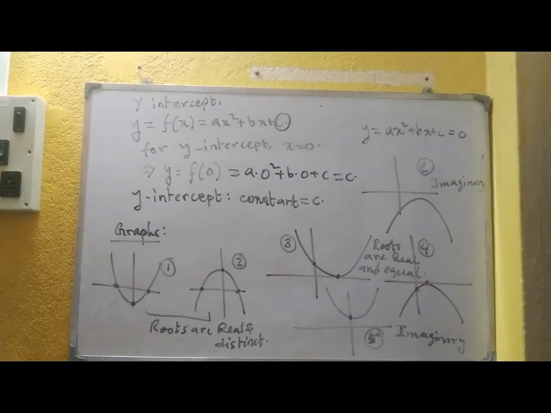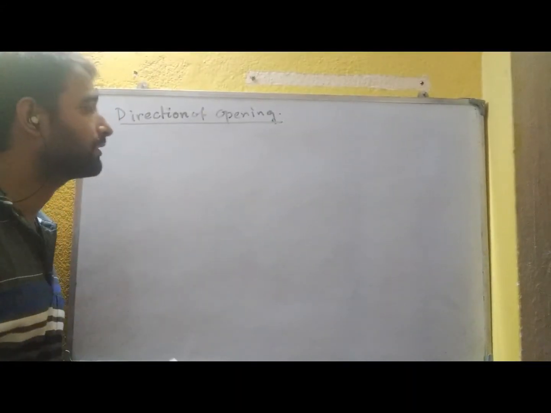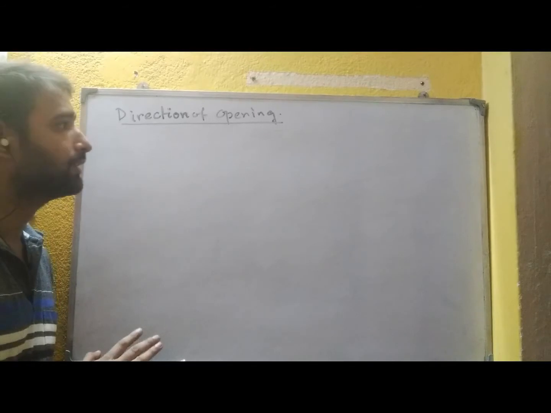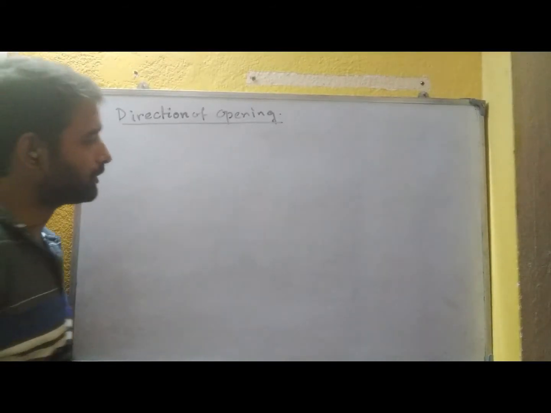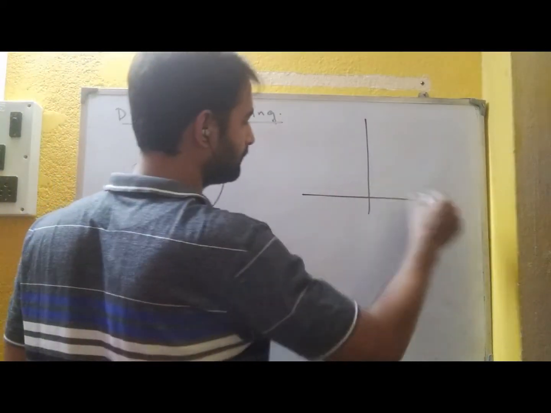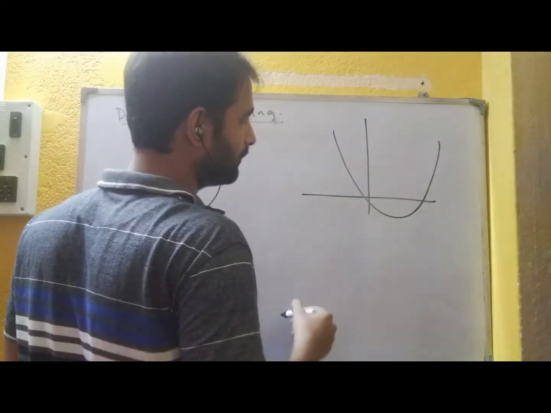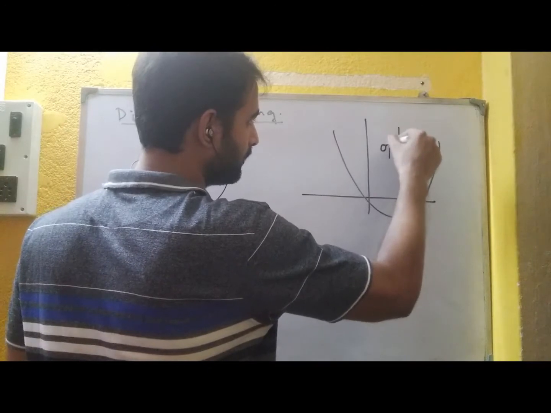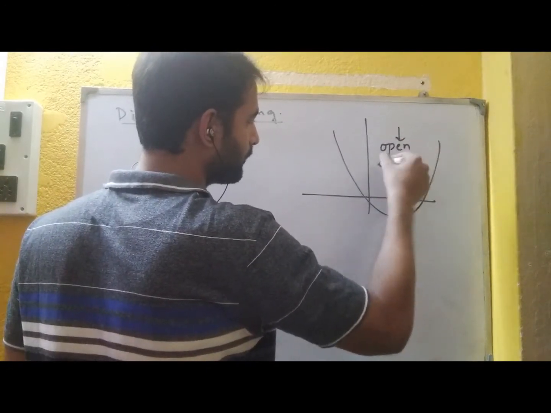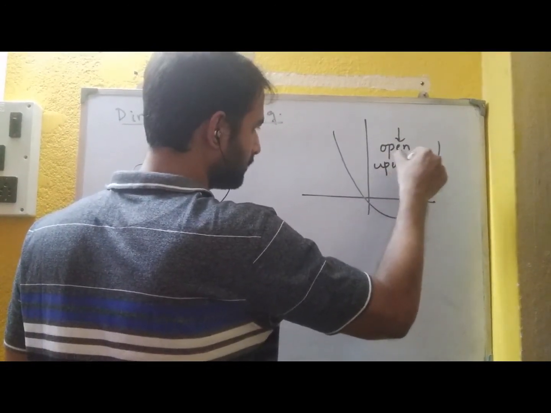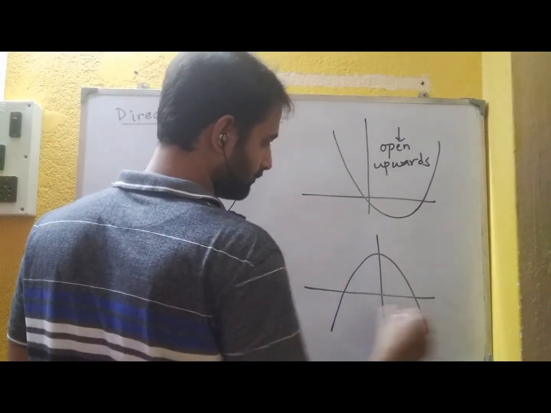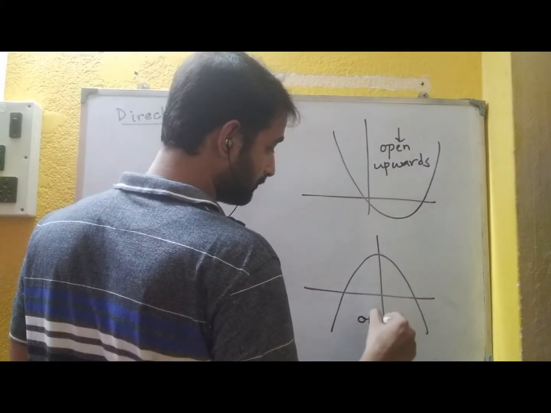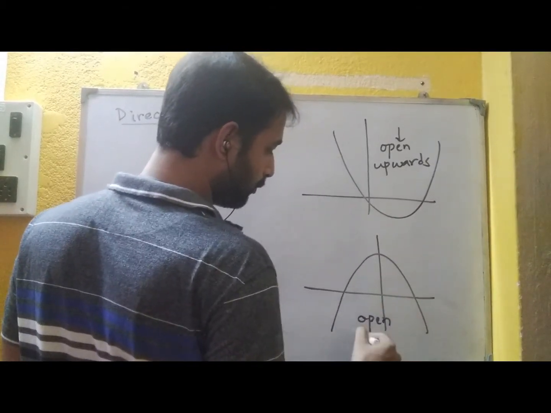Next we are going to the direction of opening. Okay. So now the direction of opening. The direction of opening means in which direction the graph is open. Suppose you are having this graph. See, it is open at the top, or you can say open upwards. And this graph, this is open at the bottom, or you can say open downwards.